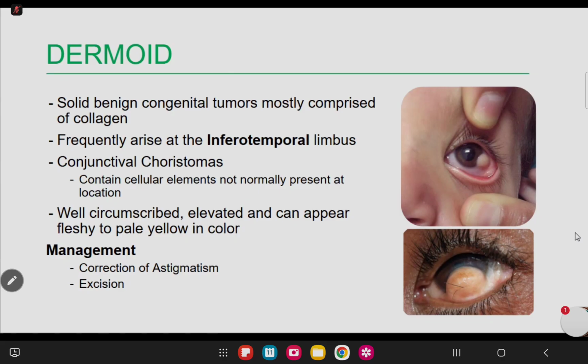Then we do excision, also to correct astigmatism. So these lesions are not easy to excise as well, since it is really embedded, no, to the core of the cornea and the sclera. So it's high risk for corneal or globe rupture also. So we prepare patches of sclera and cornea for this type of excision if warranted.